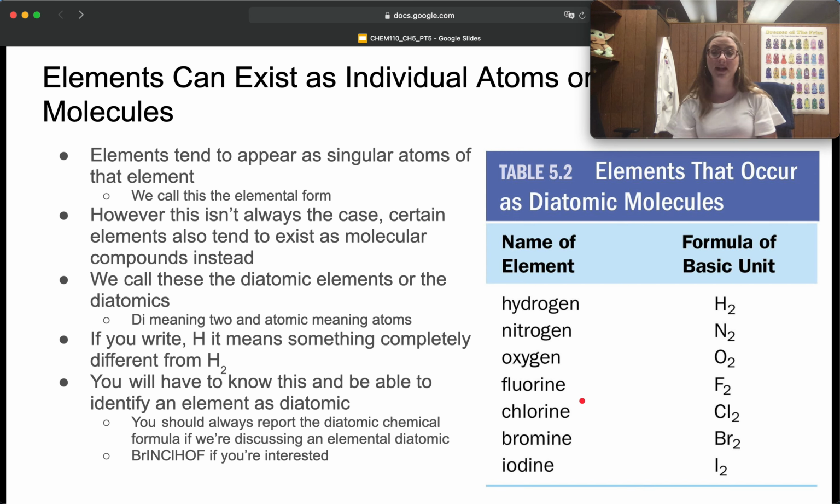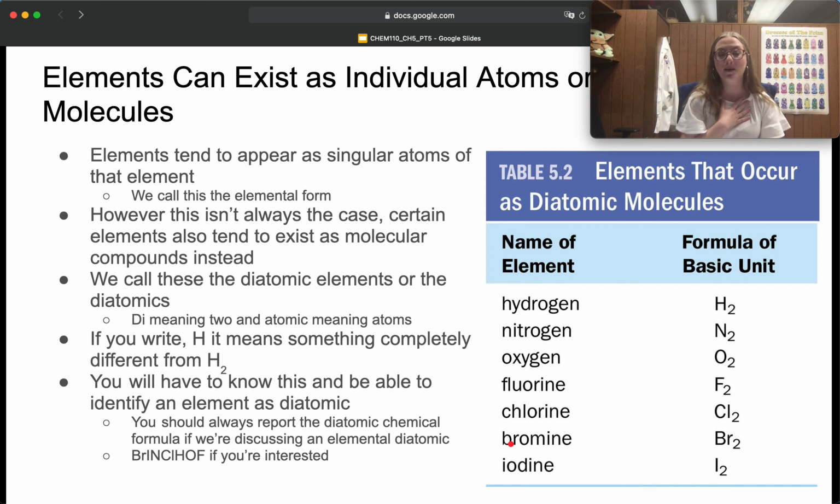If you're talking about an elemental diatomic molecule, like oxygen, when we say we're breathing oxygen in and out, we're actually breathing in and out O2, right? So you should always make sure that you're reporting something as that diatomic in its elemental form if it is a diatomic element, okay? So these are your diatomics. Get to know them, love them. They're mostly halogens with a few exceptions.